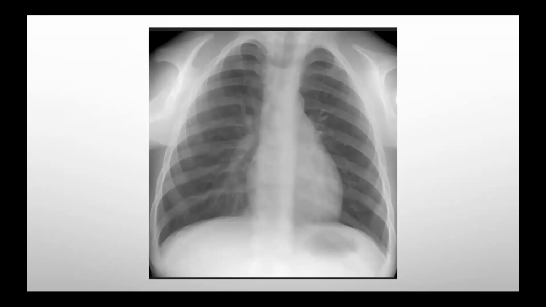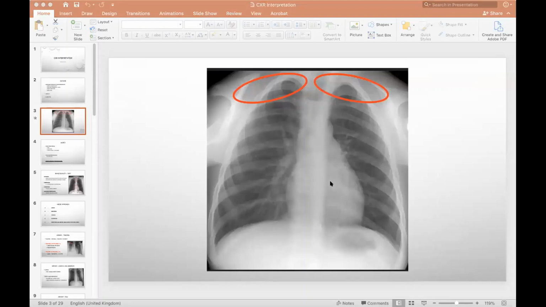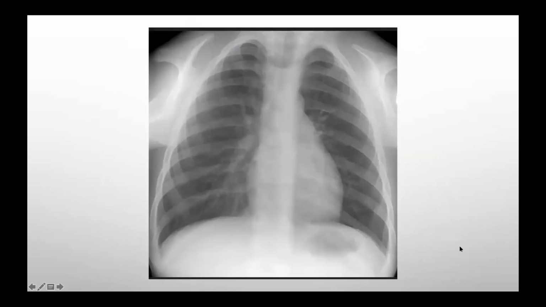So feel free to share in the chat, but can anyone spot the abnormality on this chest X-ray? So this one actually caught me out, but there's no clavicles. It's quite a difficult chest X-ray. And I think generally you know something's abnormal about it, but just be wary that you're not always looking for pathology, you're also looking for the absence of normality as well.